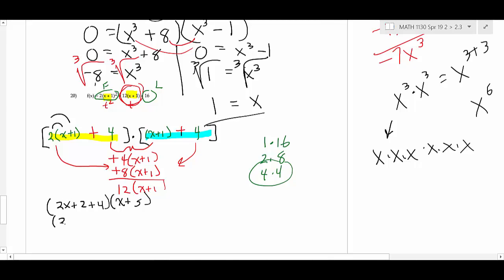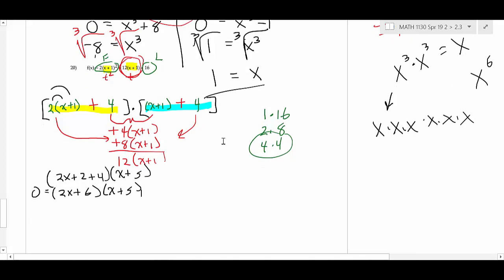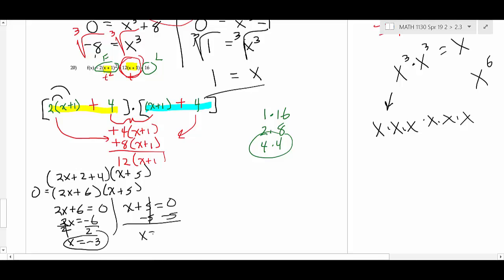Then what you end up having is 2x plus 6, and then x plus 5. I forgot, you're supposed to set the function equal to 0. I wasn't paying attention, but that's what we're going to do. Now it's pretty easy. You just set the factors equal to 0 and get your two answers. So 2x plus 6 equals 0, and then x plus 5 equals 0. So 2x equals negative 6. Divide by 2, and you get x equals negative 3 as one of your zeros. The other one you can do in your head, that's just x equals negative 5.